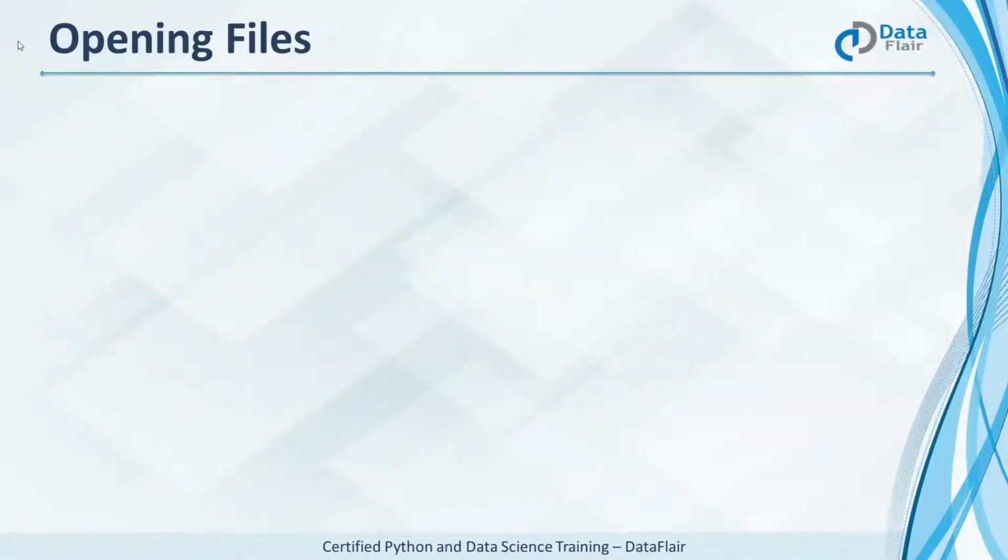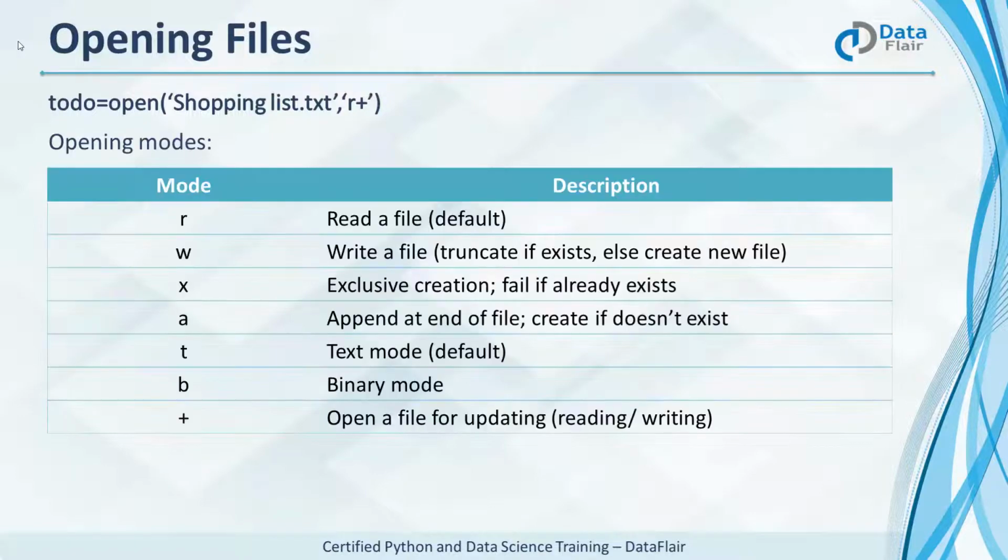Let's first learn to open files. The open function here opens the file shoppinglist.txt to update it in the read mode. It calls this todo. We have the following open modes in Python: read, write, exclusive creation, append, text, binary, and updating. The default is reading in text mode. Pause your screen and pay attention to the details.